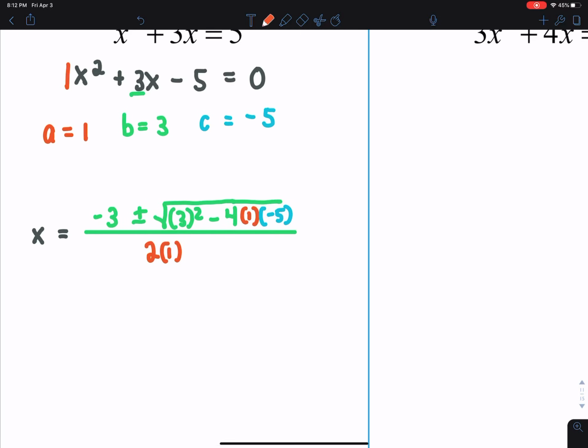And all we have to do is clean this up then. So 3 squared is 9. And then we're going to have 9 minus negative 20. So it's going to be 9 plus 20.